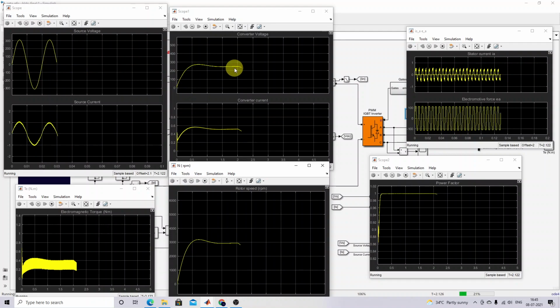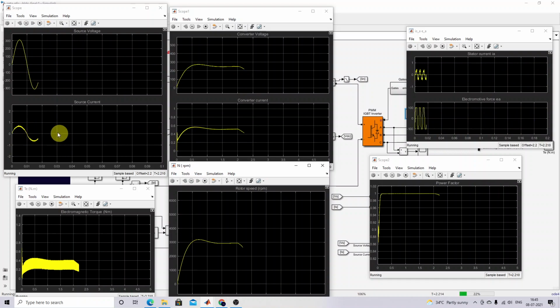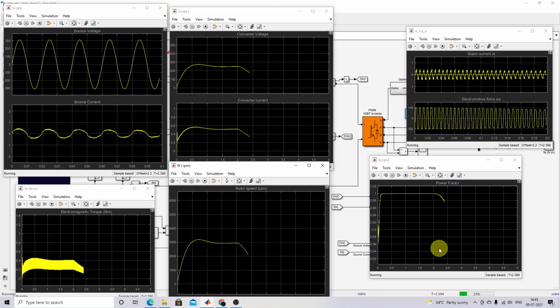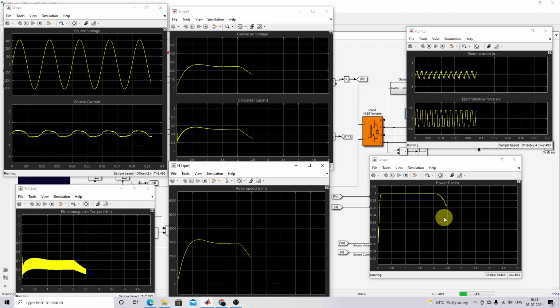Now we can see that because of the change in reference voltage, the voltage is reducing towards 150 volt, and you can also check the current nature. The current nature is maintained as sinusoidal. Here you can also see the power factor is reducing to 0.98, and then 0.96 during the change of reference voltage, and then it is once again rising here, right?